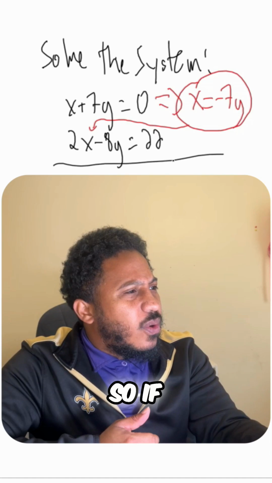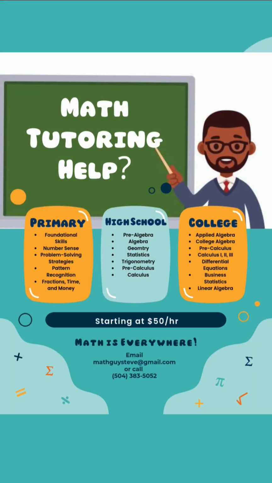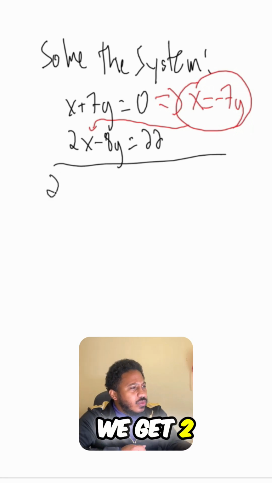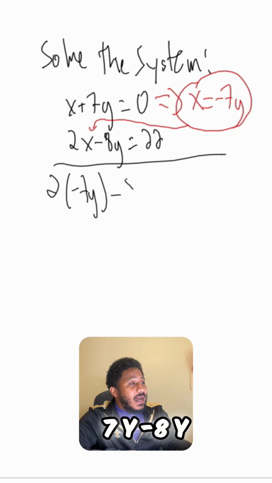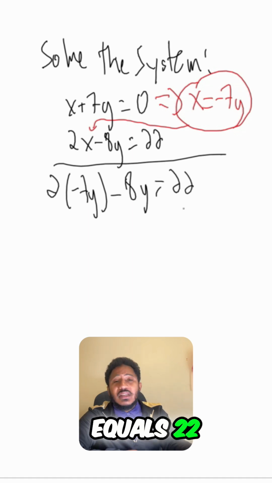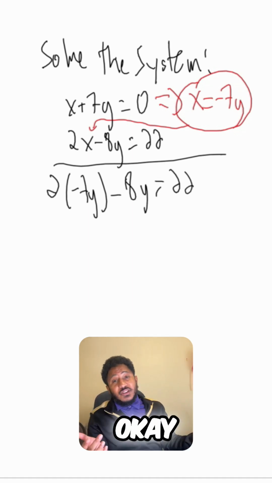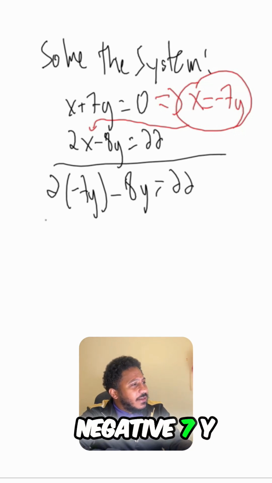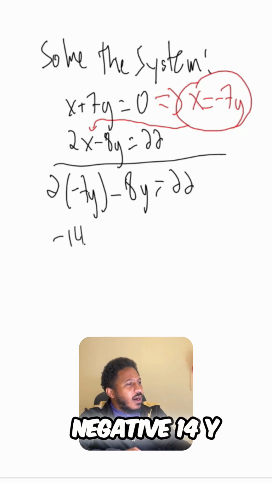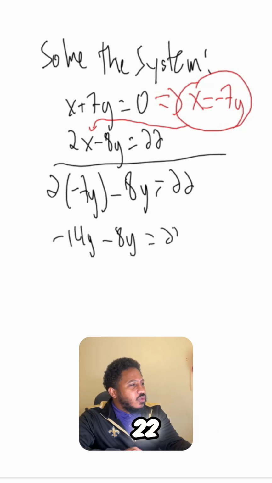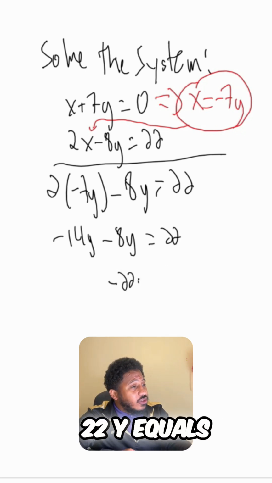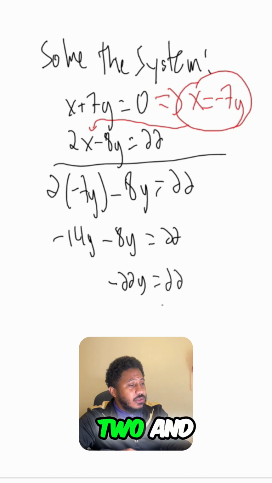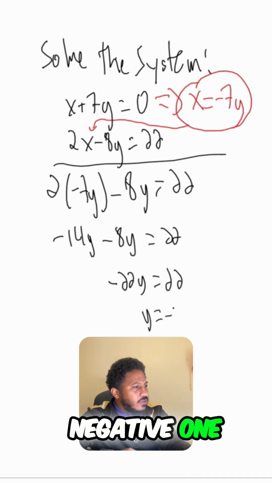So that gives us what? So if I plug in x, we get 2 times that x, so 2 times negative 7y minus 8y equals 22. And now we have one equation, one variable. It's a lot easier to solve. Okay, so let's see, 2 times negative 7y, that's negative 14y minus 8y equals 22. Negative 14y minus 8y is negative 22y equals 22. And then dividing, we get y equals negative 1.